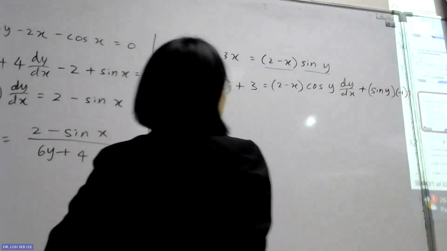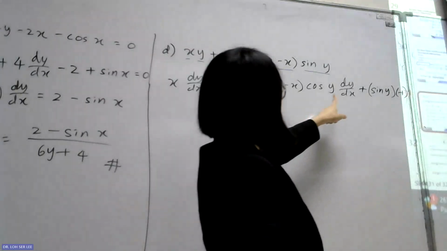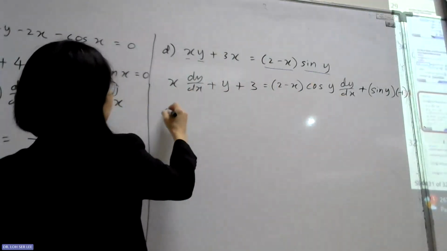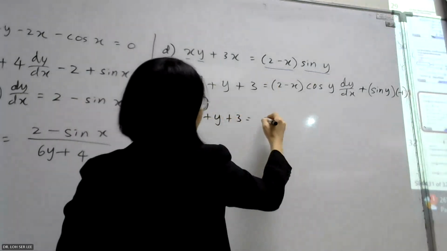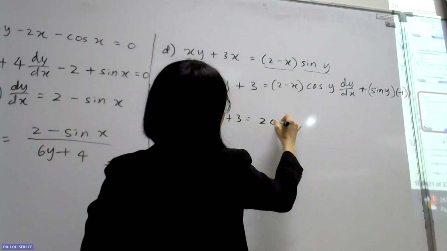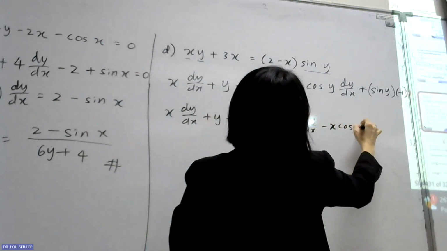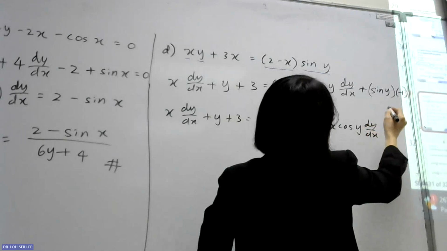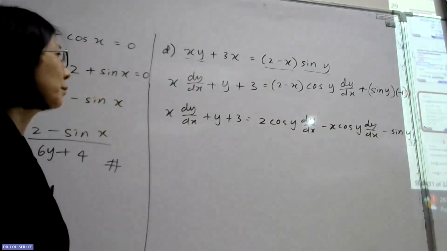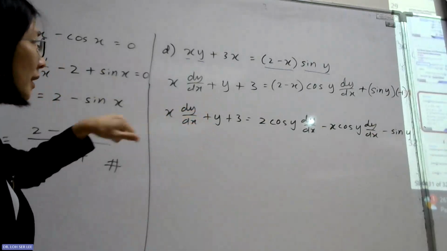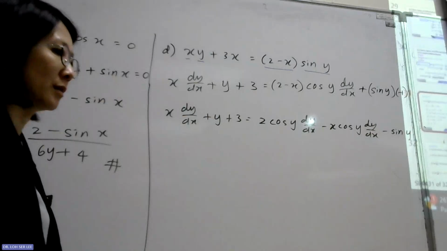Right, we need to expand. 2 cos y dy/dx minus x cos y dy/dx minus sine y. Then move all the terms with dy/dx to the left. Factorize the dy/dx.